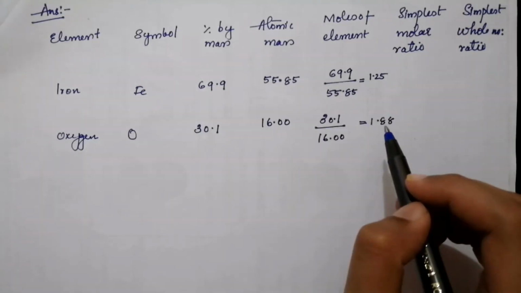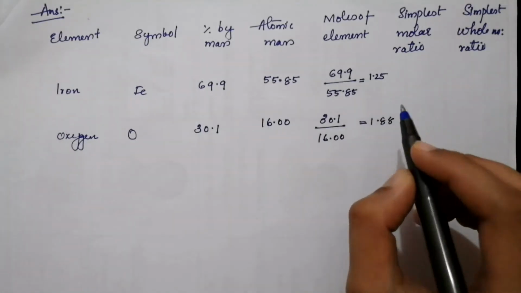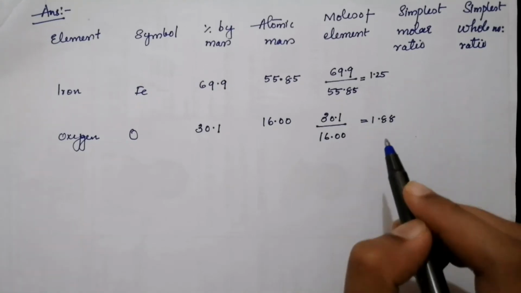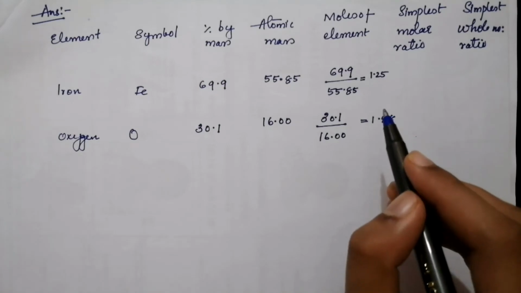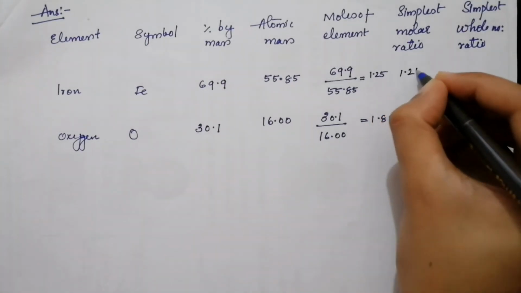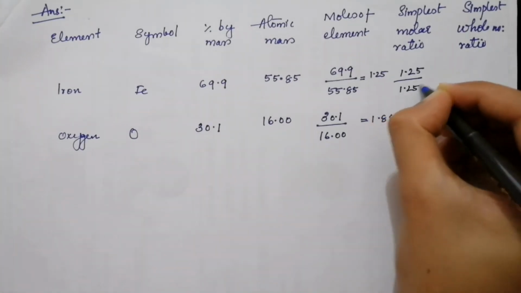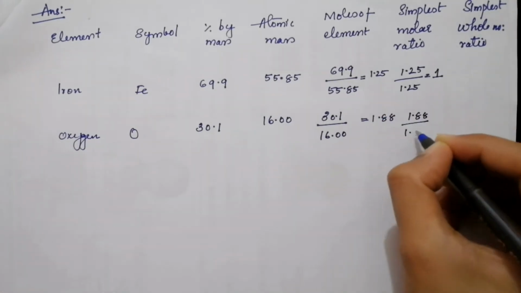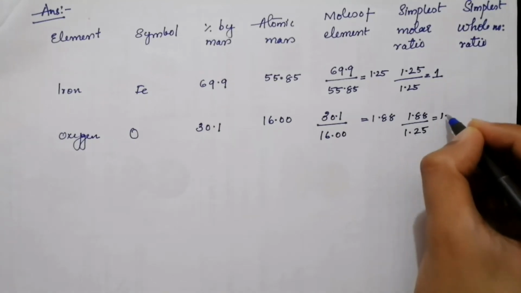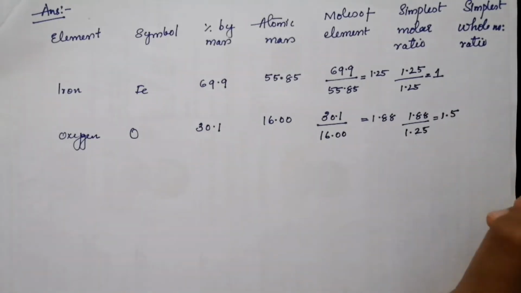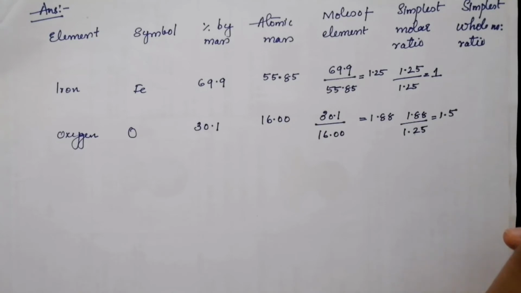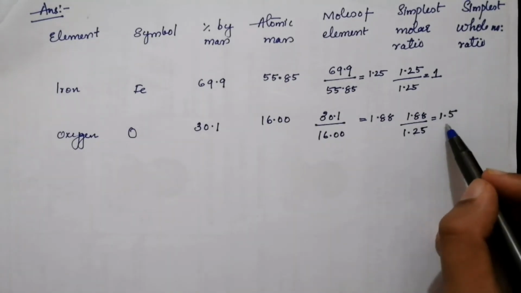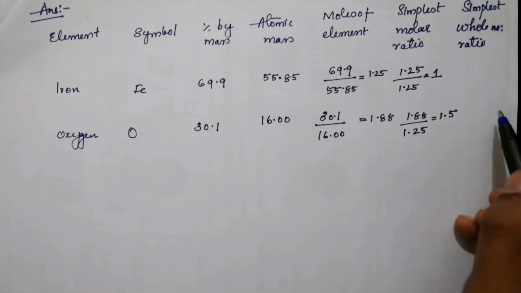1.88. Here 1.25 is smaller than 1.88. So we divide both 1.25 and 1.88 with 1.25. So we get 1.25 divided by 1.25, which is 1, and 1.88 divided by 1.25, which is 1.5. Now the next column is to calculate the simplest whole number ratio. So this is in decimal. We have to convert this to a whole number.